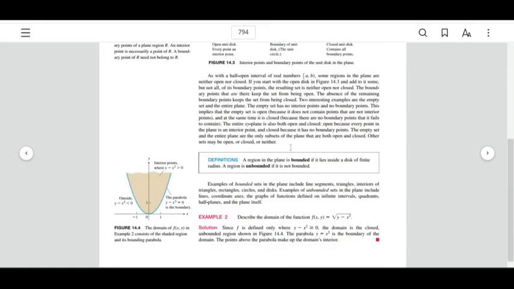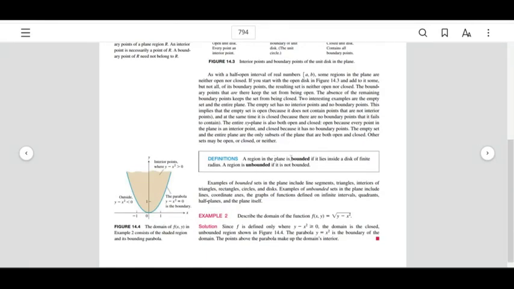Now, let me talk about one more thing down here. A region is considered a bounded region if it lies inside a disk of finite radius. Pretty much that means if you can draw a circle around your region and it's a finite circle, not a circle that goes on forever.